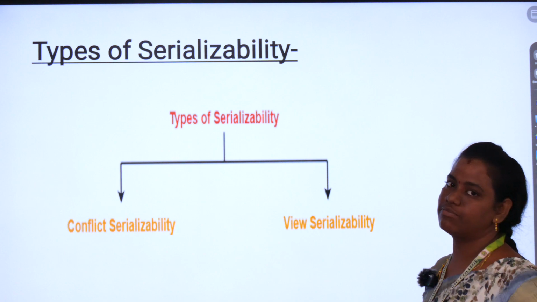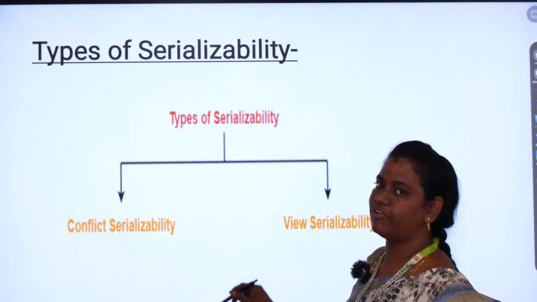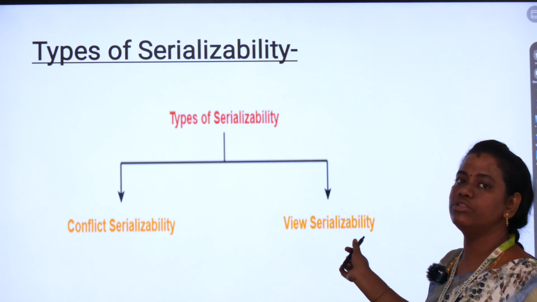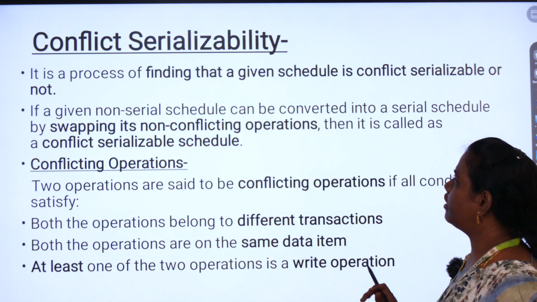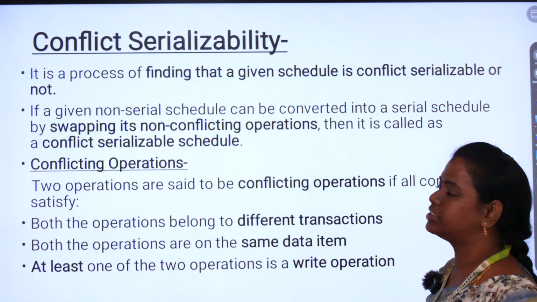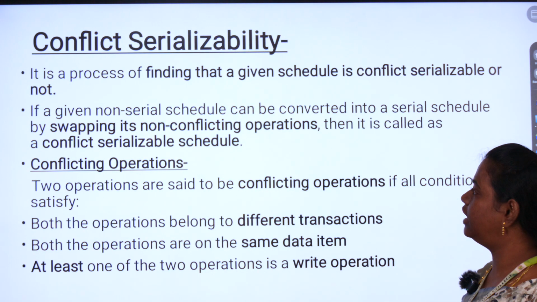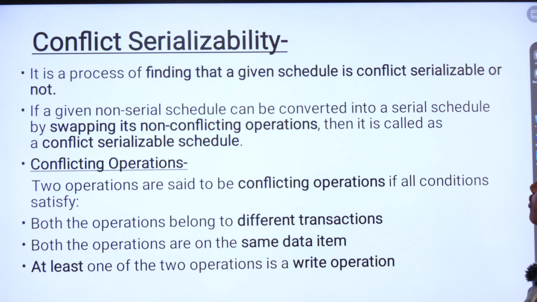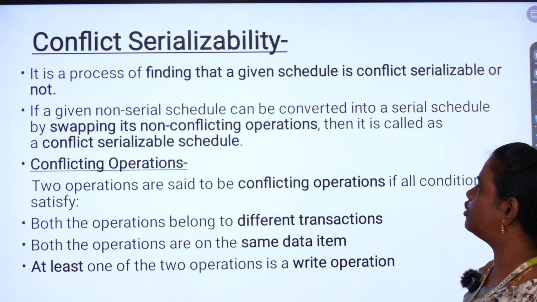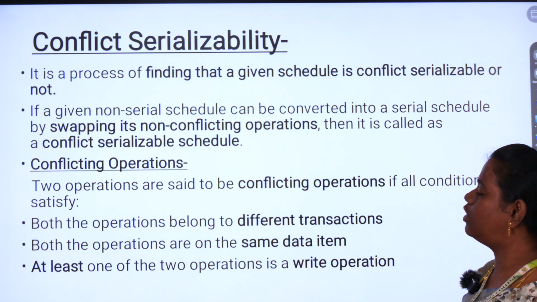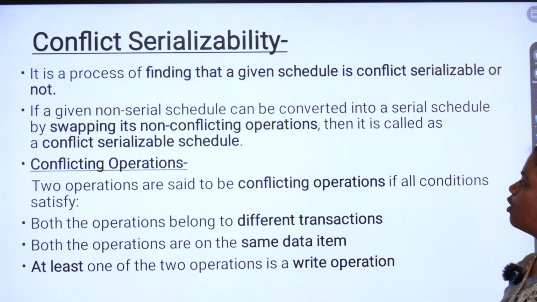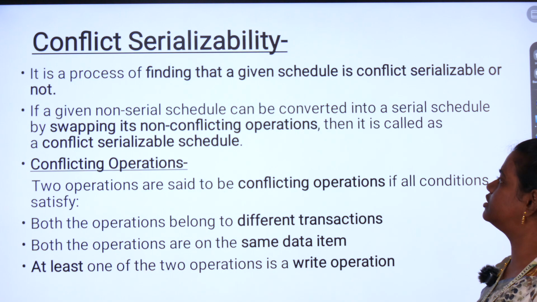So next is types of serializability. In serializability we have two types: one is conflict serializable, another one is view serializable. First, see what is conflict serializable. Conflict serializable is a process of finding whether a given schedule is conflict serializable or not. If a given non-serial schedule can be converted into a serial schedule by swapping its non-conflicting operations, then it is called a conflict serializable schedule.